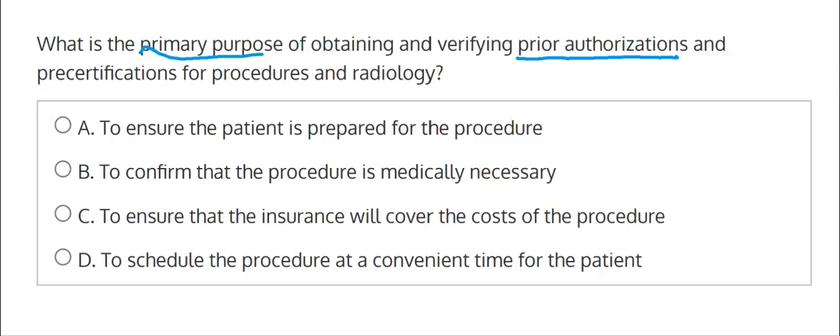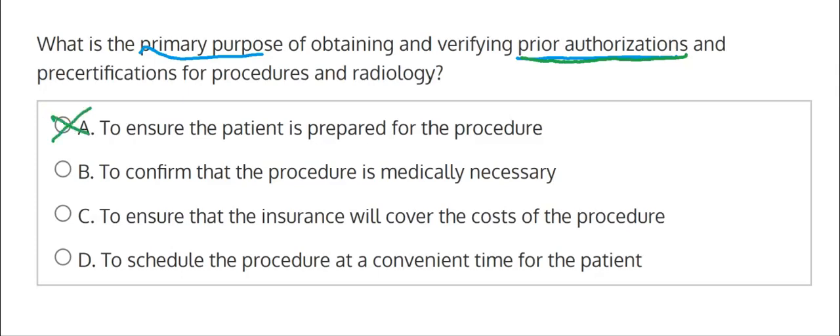So option A says to ensure the patient is prepared for the procedure, and it is important that the patient's prepared for the procedure, but that's not what the purpose of the prior authorizations are. This has to do with the financial side or the insurance side to make sure that there's coverage for the procedure, because sometimes they need to see certain information in order for it to be covered, and we don't want there to be any issues for the patient. So when it says to ensure the patient's prepared for the procedure, this doesn't really encompass what the prior authorization is. So let's eliminate option A.